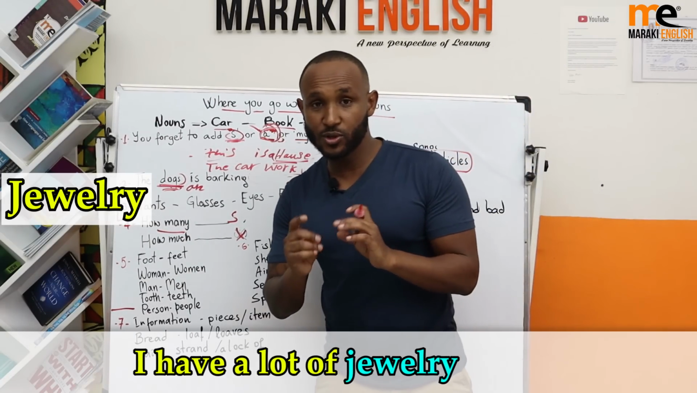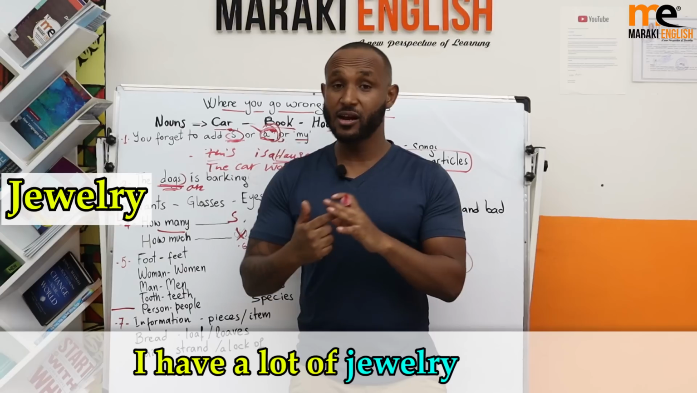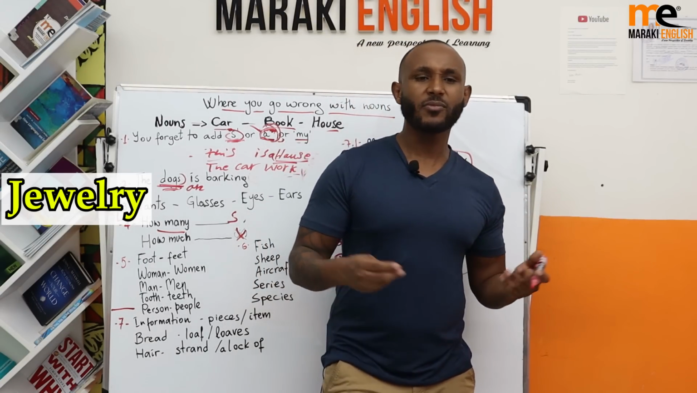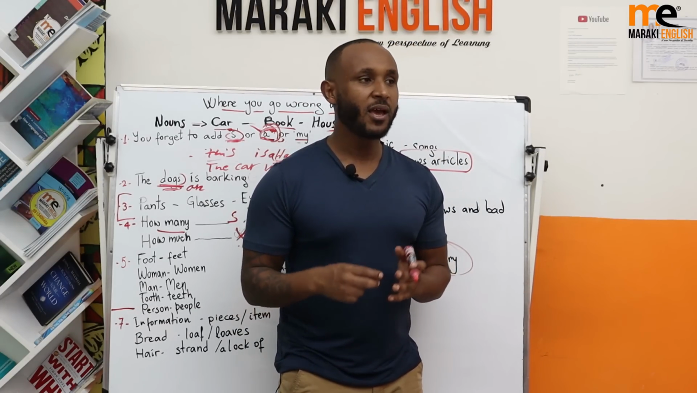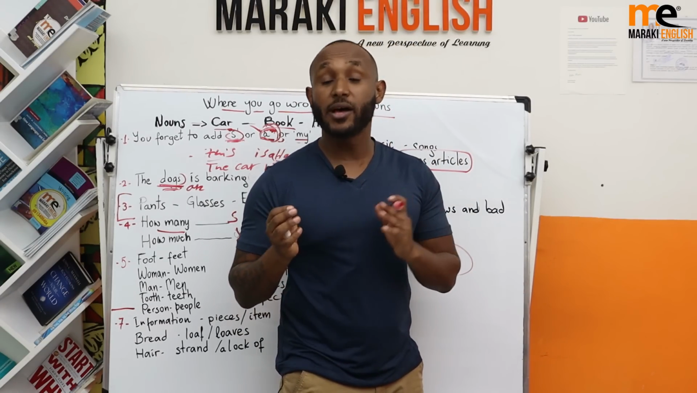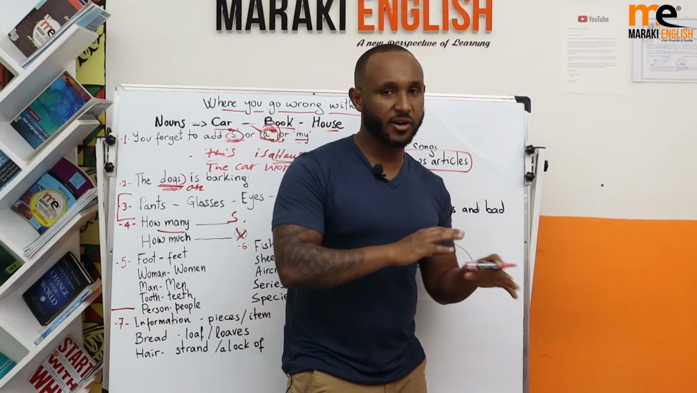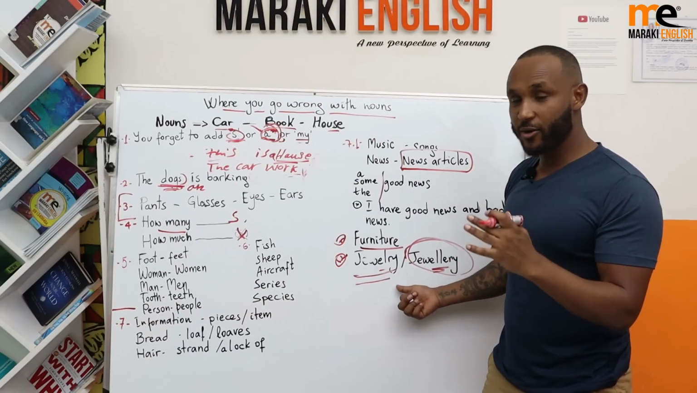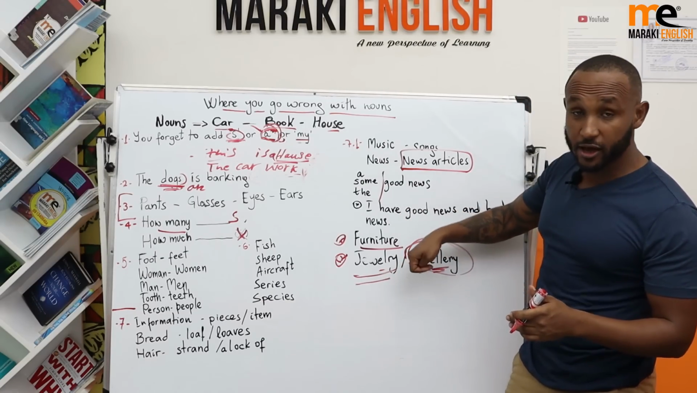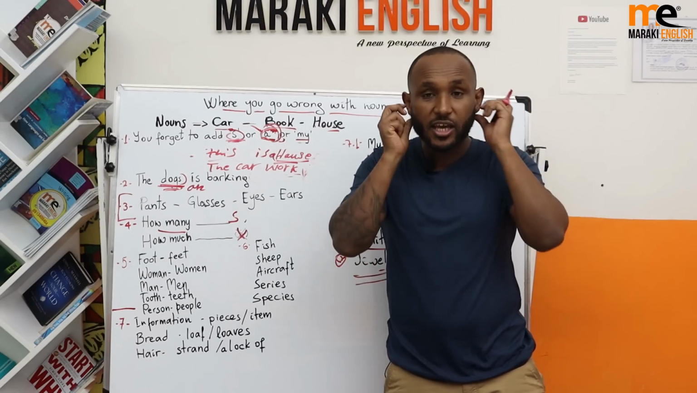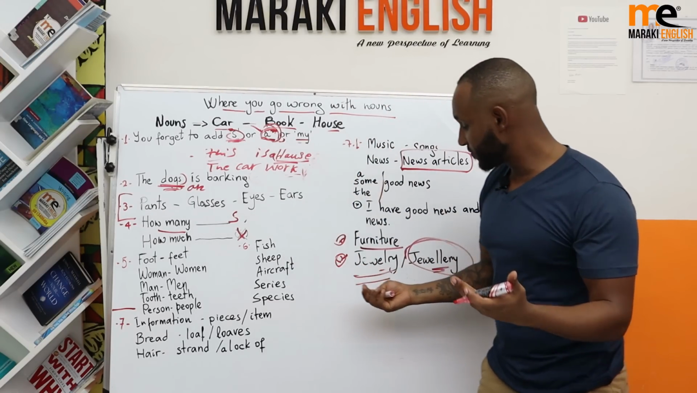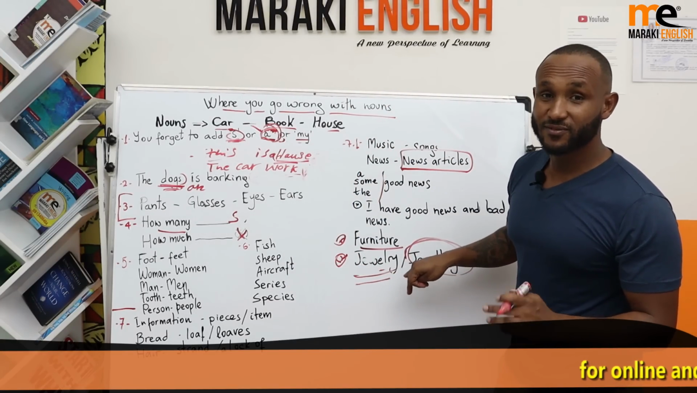A lot could be used both for countable and uncountable nouns, mind you, okay? You can say many. I have many friends, okay? I drink much water. I have a lot of friends. I drink a lot of water. Both are fine. Just like that, jewelry. Jewelry is not also countable. You don't count the jewelry itself, but you can count maybe the earrings or the rings or whatever accessory you put on. That's fine, but not the jewelry itself, okay?